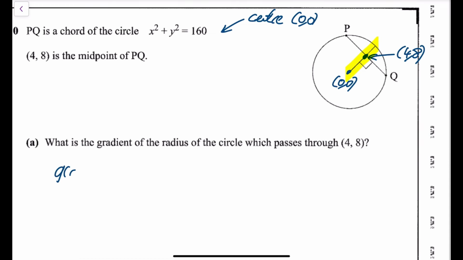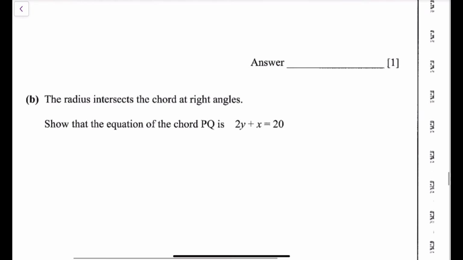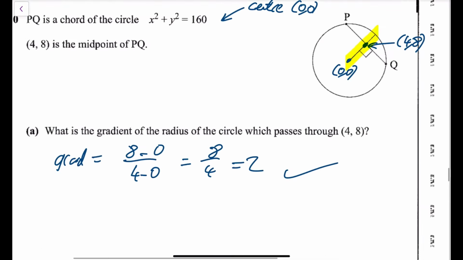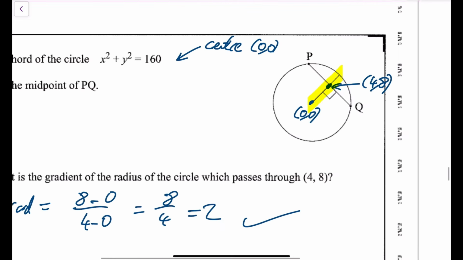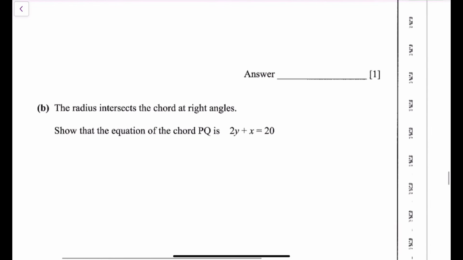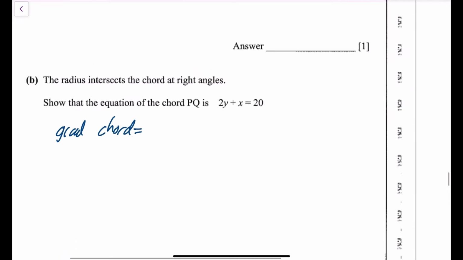So the gradient is equal to the y difference over the x difference: 8 minus 0 over 4 minus 0. 8 over 4, the gradient is just 2. Okay. Next bit says the radius intersects the chord at right angles. You see the wee right angle symbol there. That means the gradient of the radius is perpendicular to the gradient of PQ. But it says show that the equation of the chord PQ is this. The gradient of our radius was 2, so the gradient of the chord is the negative reciprocal of that. So it's minus a half.